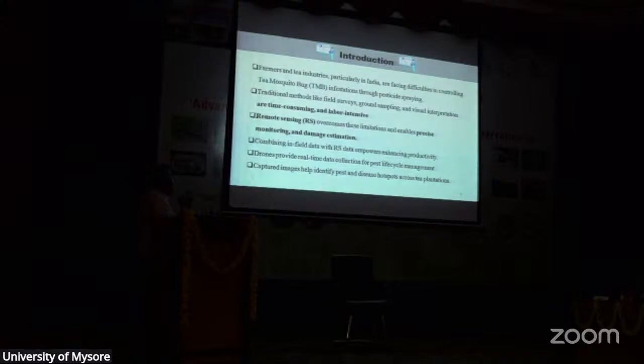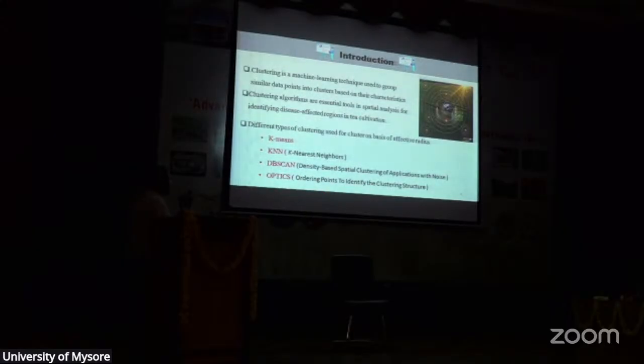Coming to India in particular, the industry faces difficulty in controlling the mosquito bug in tea fields using pesticide spray. In the traditional method, ground sampling and visual interpretation are time consuming and labor intensive. So the alternative option is remote sensing, which overcomes this limitation and enables pesticide monitoring and damage estimation of leaves. Combining field data with remote sensing also improves productivity. However, these do not provide real-time data collection for pest life cycle management.